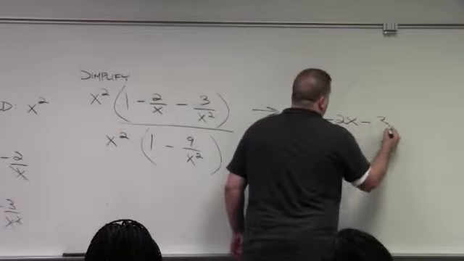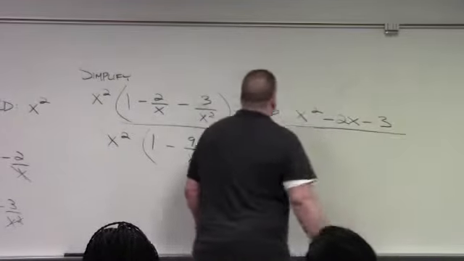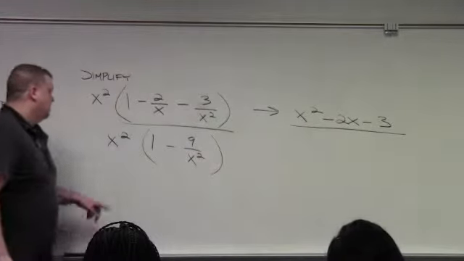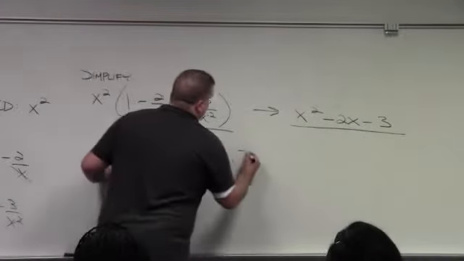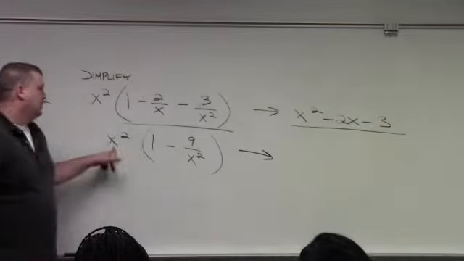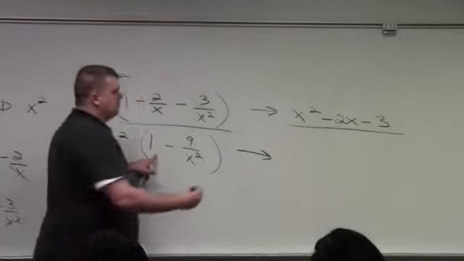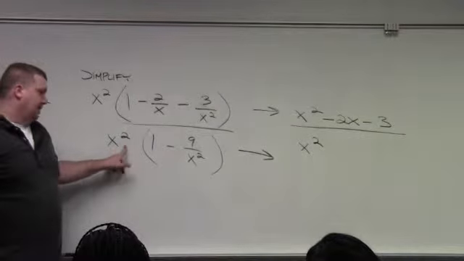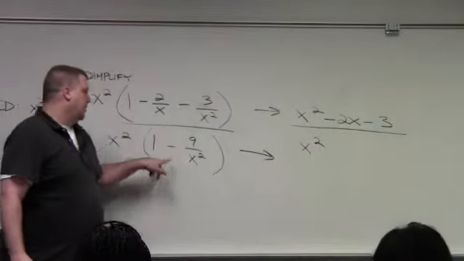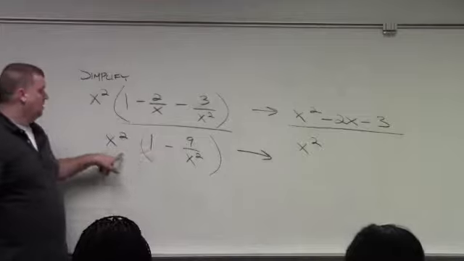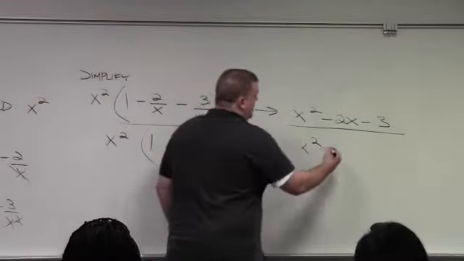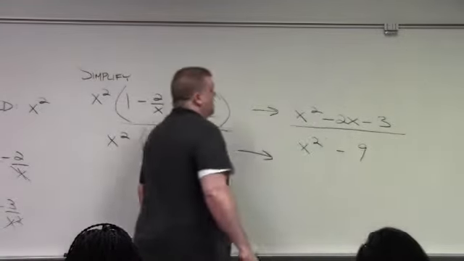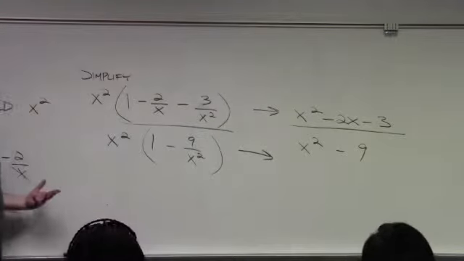So what that step does is clear the fractions out of the numerator. Let's look at the bottom. We basically have the same situation. x squared times 1 is x squared. Minus 9, because x squared times negative 9 over x squared, the x squareds cancel again, leaving you with negative 9. So that step clears your fractions out. Then we want to see if we can reduce it.